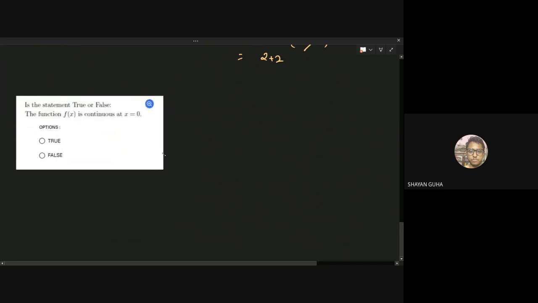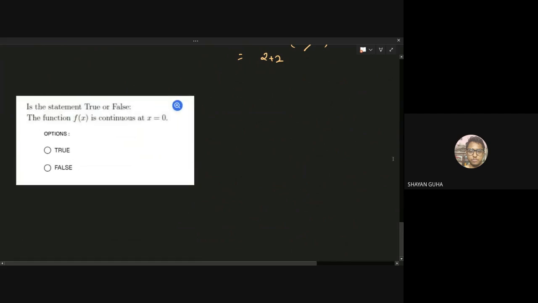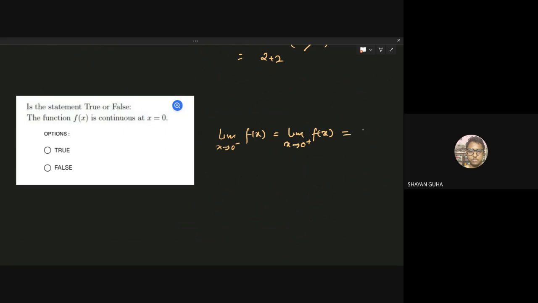Okay. The statement is true and false. The function f(x) is continuous at x equals 0. Now we have only seen that the limit as x tends to 0 minus of f(x) is equal to the limit as x tends to 0 plus of f(x). Now for continuity there is one more condition. Is this particular thing equal to f of 0? This is the question. If this condition holds, then we can say that the function is continuous.